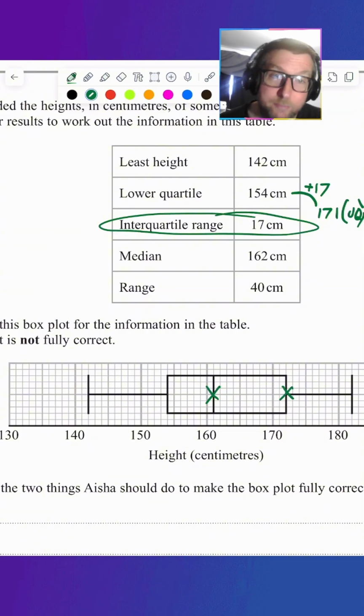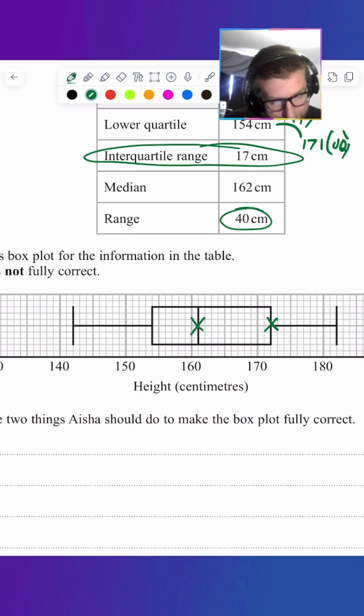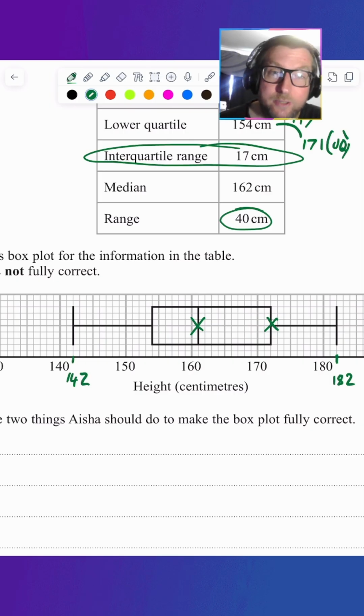The graph has plotted it at 172. We could stop there because we found two errors, but it is worth checking the final value, because if we find there's something else wrong with this range, that means one of the errors that we identified before was incorrect. So if the range is 40, that means 182, and that is 142. So 182 minus 142 is 40, so that is correct.